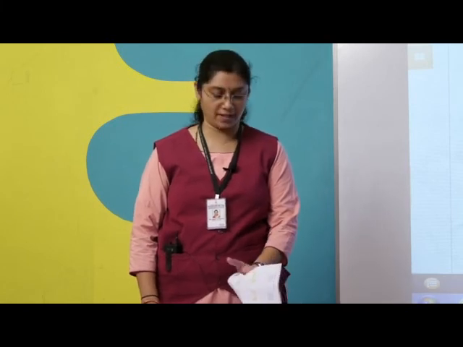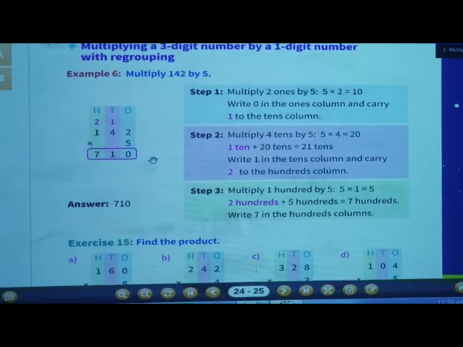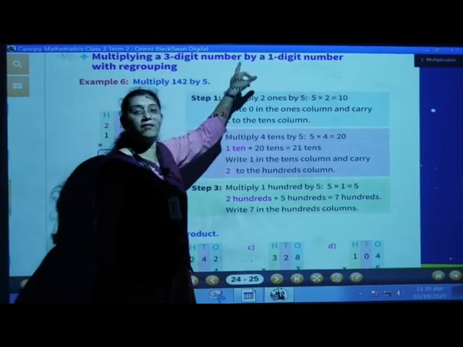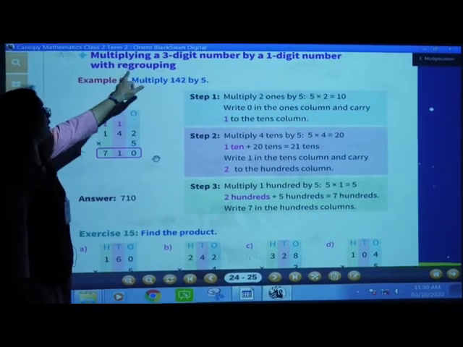Students, in the previous session what we have learned? We have learned multiplying a 2-digit number by a 1-digit number with regrouping, and today I am going to teach you multiplying a 3-digit number by a 1-digit number with regrouping. So be ready with your textbook, open your textbook at page number 25. Today we are going to see multiplying a 3-digit number by a 1-digit number with regrouping.